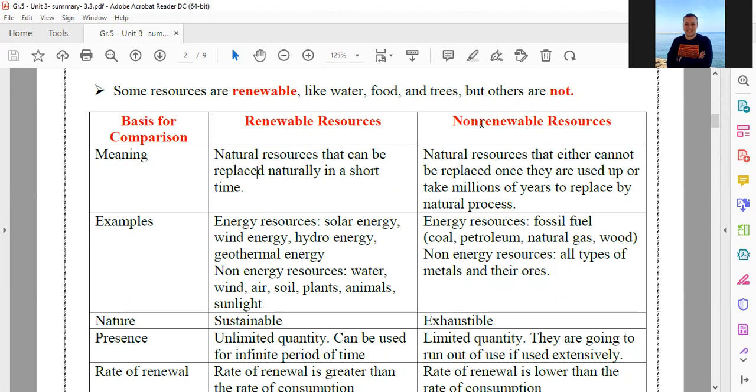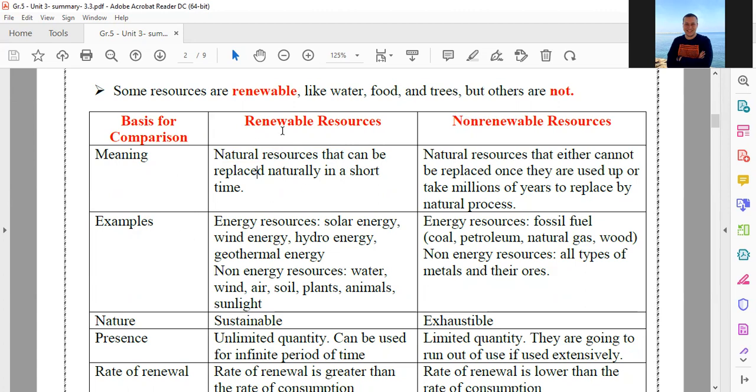Non-renewable resources are the natural resources that either cannot be replaced once they are used up, so once we use it, it cannot be replaced, or it will take millions of years to replace what was taken by natural processes.